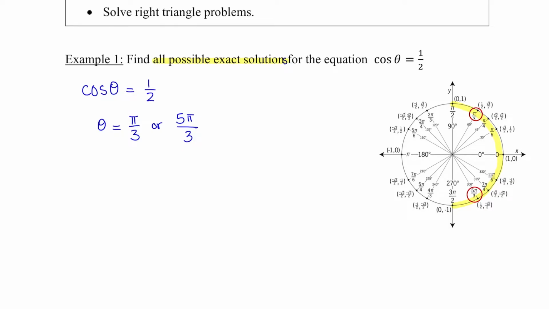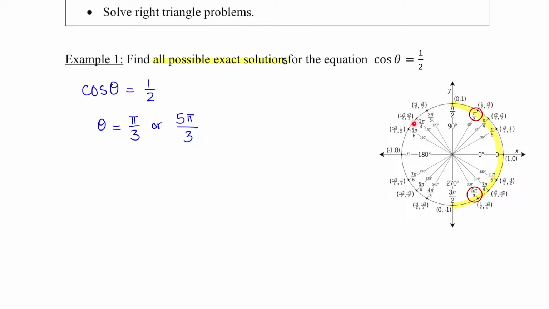If the question is asking for all possible answers from 0 to 2 pi, then these are my answers. But they didn't ask so. They asked for all possible exact solutions, which means in the whole entire domain. So, pi over 3 and 5 pi over 3 are my solutions in one cycle from 0 to 2 pi. But my domain doesn't stop at 2 pi. It can just keep going and going.